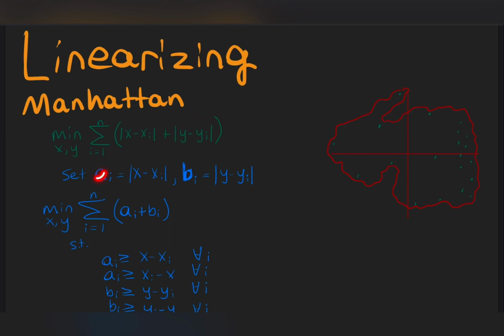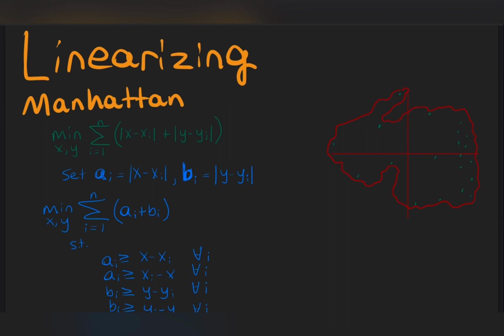We can't just say AI is equal to this absolute value and BI is equal to this absolute value, because if we did that and made the formulation this, we would still have absolute value signs in our formulation. AI and BI have to be the absolute value of something, and absolute value signs make a program nonlinear. So we still have to linearize it, and the way we do that is we use inequalities.